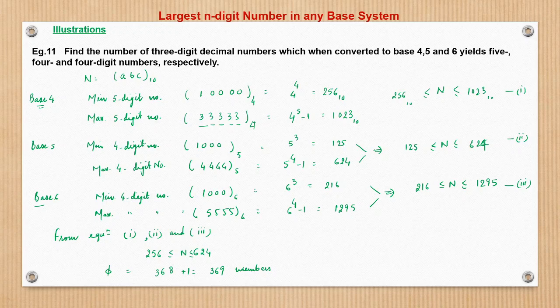We need to first be clear of the approach, how to move ahead. What we have tried doing is, we have found the range in which the respective n digit number will exist in the respective bases, and from there we have taken the intersection of the three, and hence the answer.